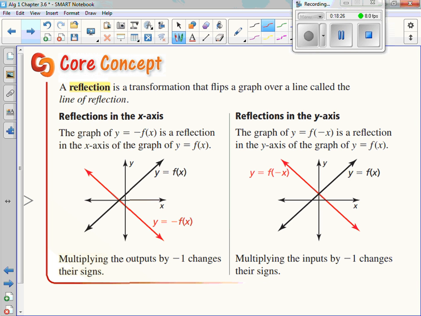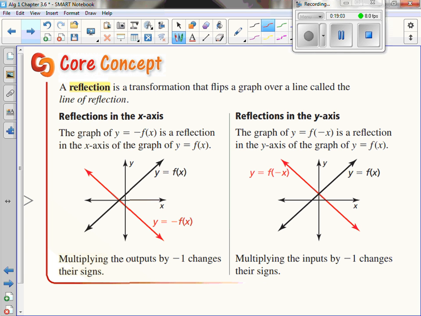Now the next type we have is reflections. Negative f of x is going to be a reflection across the x-axis. Negative f of x is a reflection across the x-axis. And f of negative x, when the negative is inside, it's across the y-axis. And that's the main thing to see with this here.